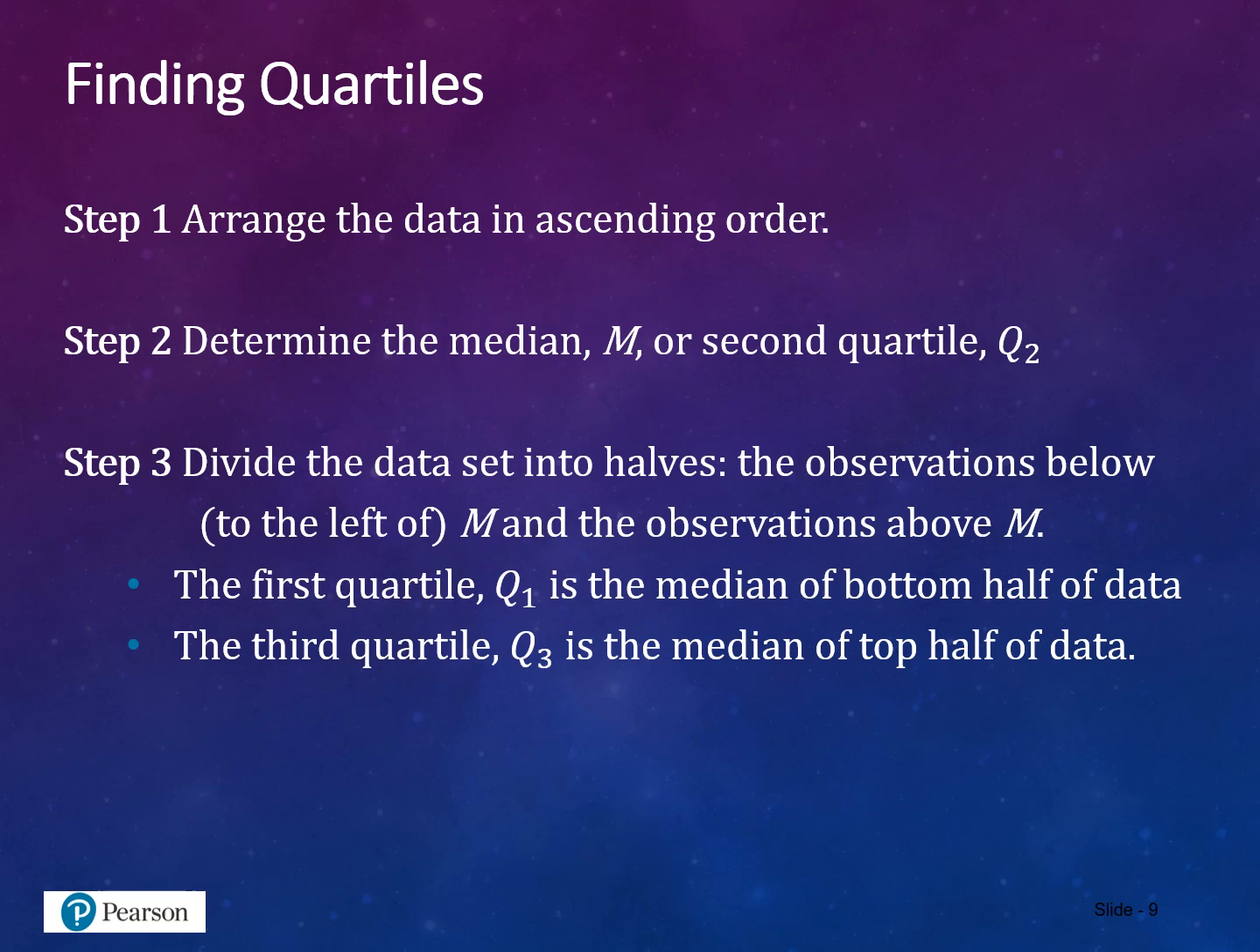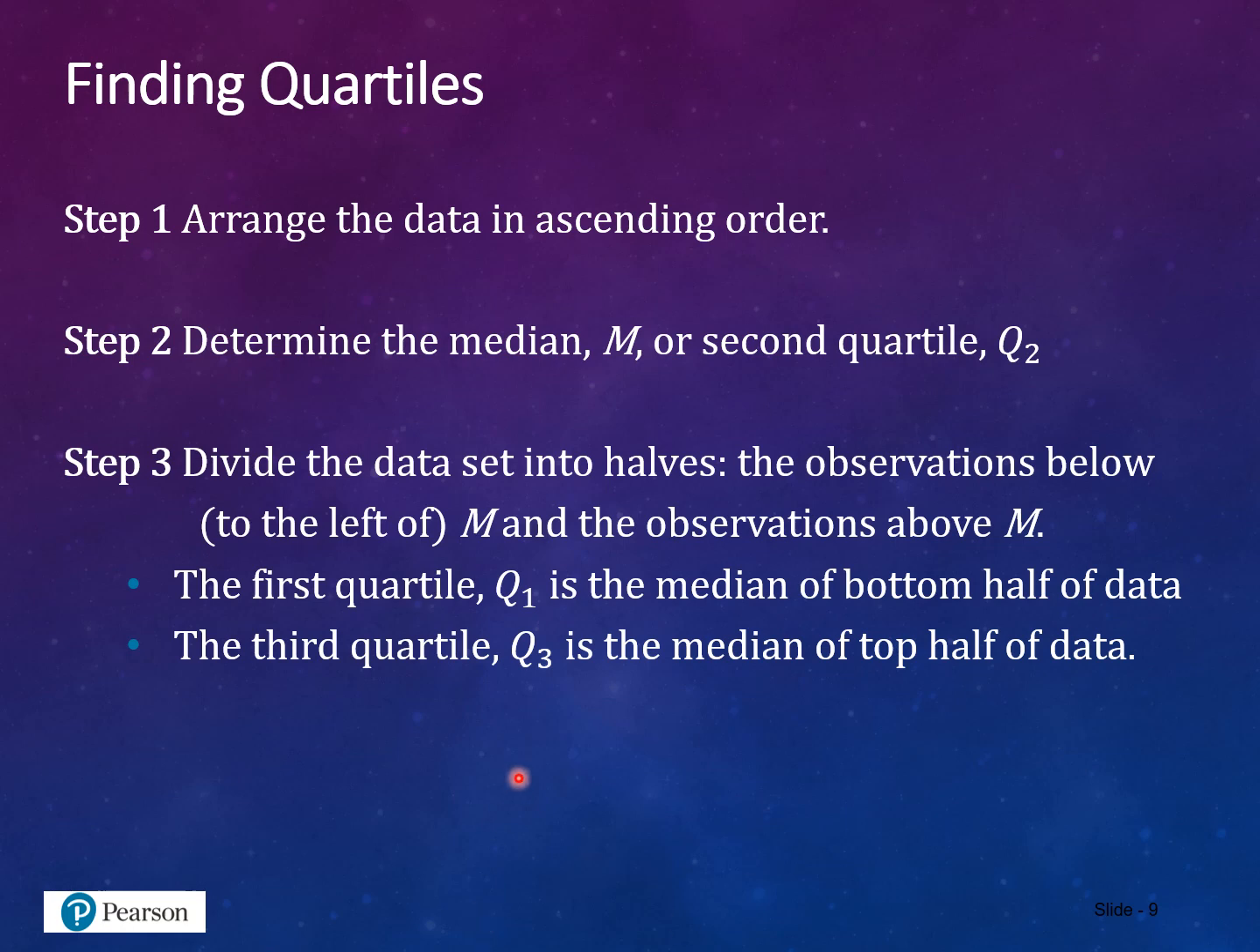So how do we find quartiles? First, put all of the data in ascending order from smallest to largest. Then determine the median, M, which is equal to the second quartile. This will give us our second quartile measure.